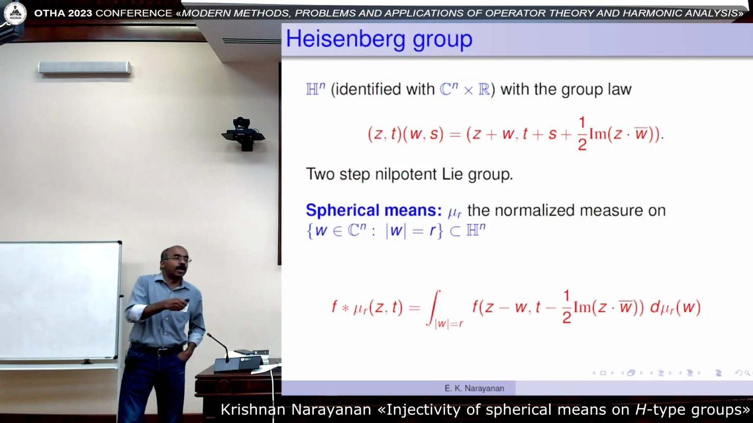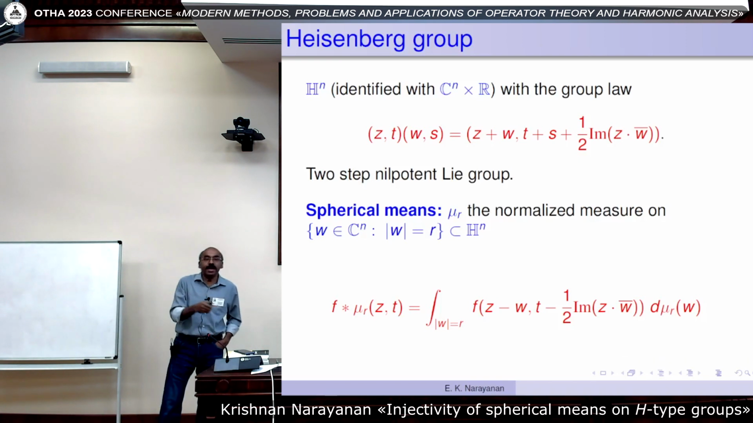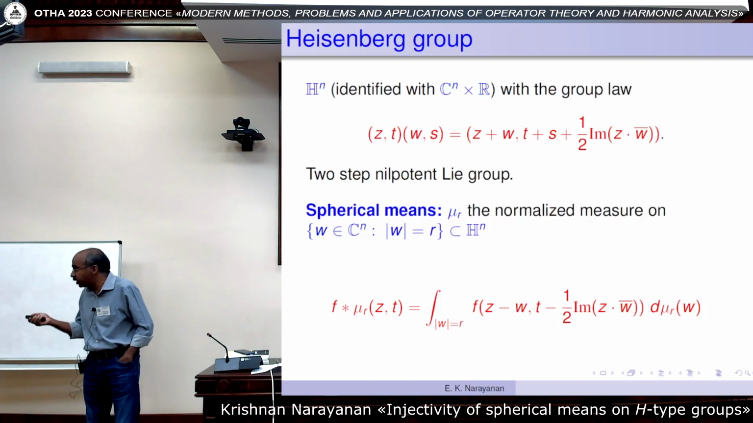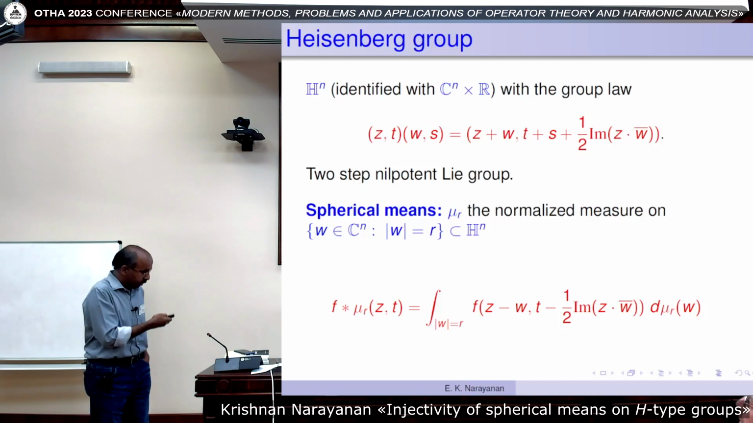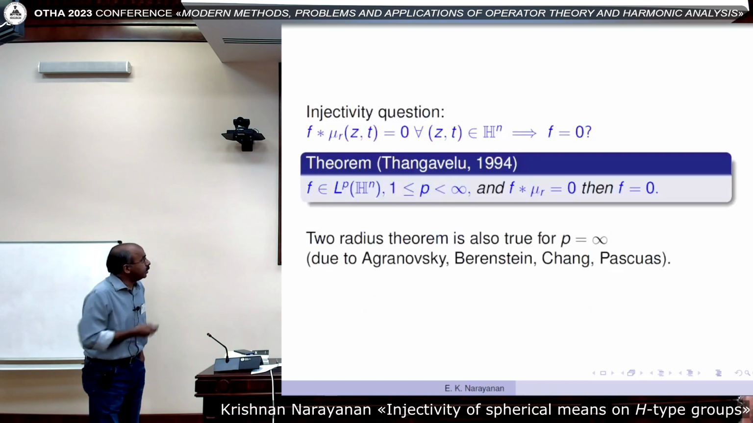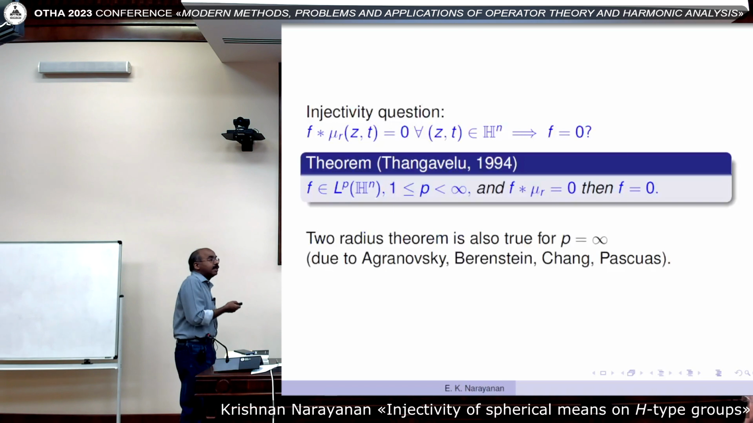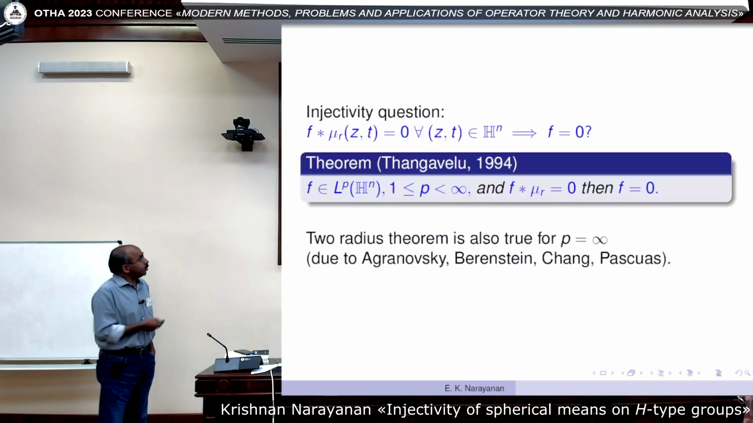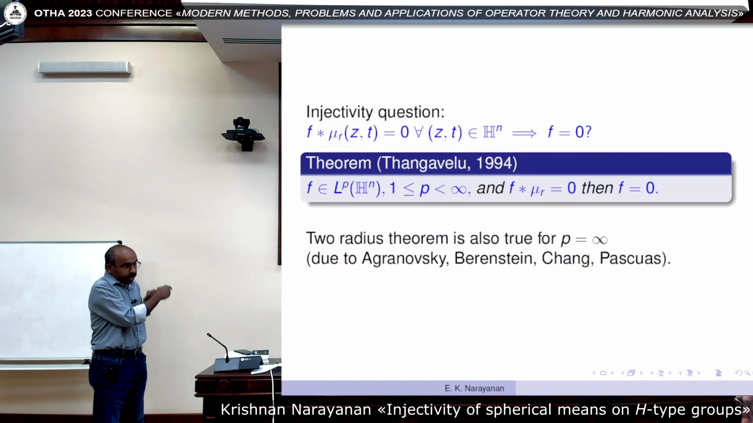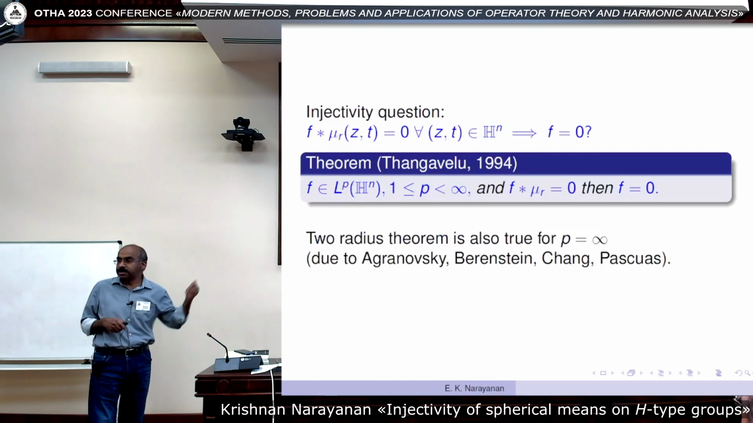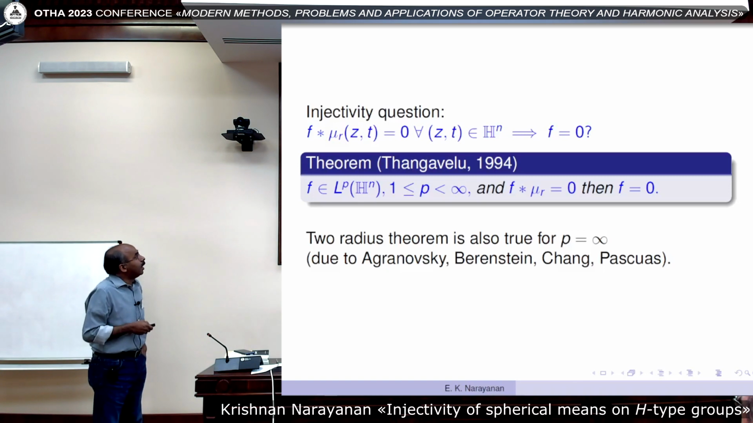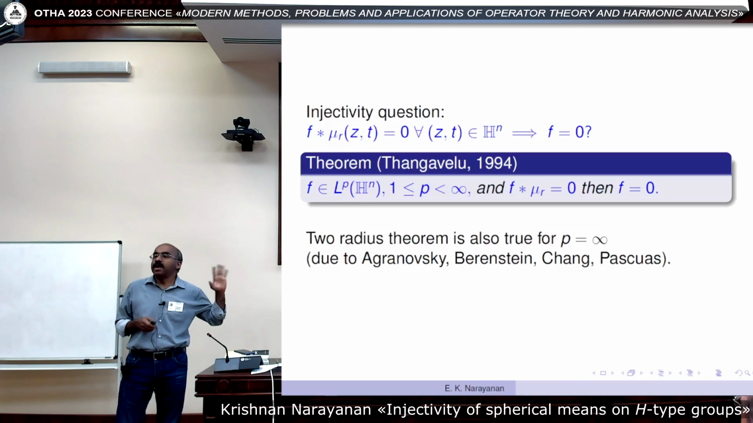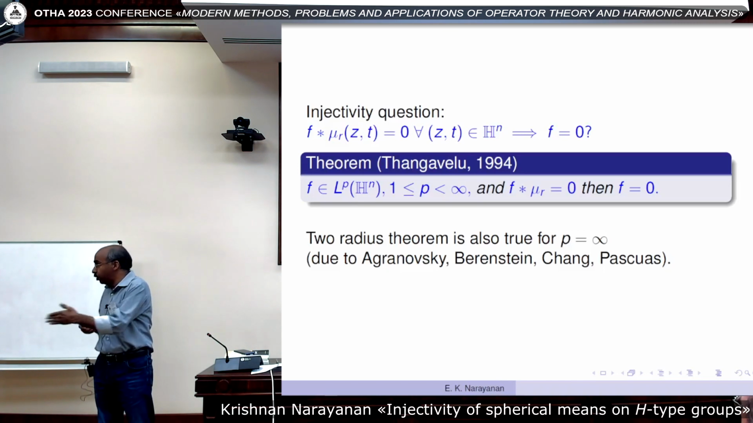Now the question is, whatever we did for the Euclidean case, we want to know if this operator is injective or not. If the convolution is identically 0, is it okay? Injectivity question: F convolved with mu r is identically 0. Can you say F is 0? It was proved by Tangvelu in the same paper, where I showed you the result for Euclidean spaces. The injectivity holds true for P between 1 and infinity, including 1 but not including infinity.